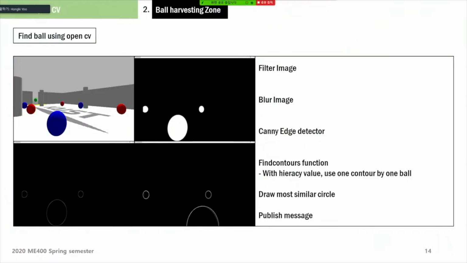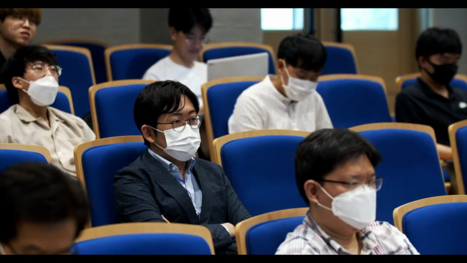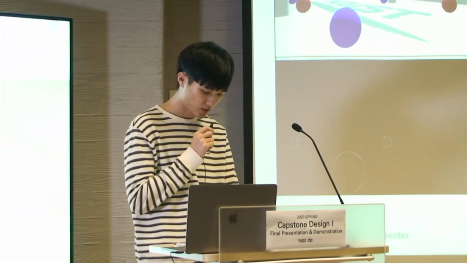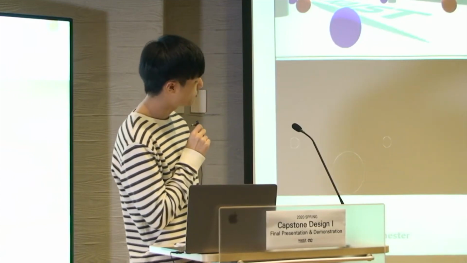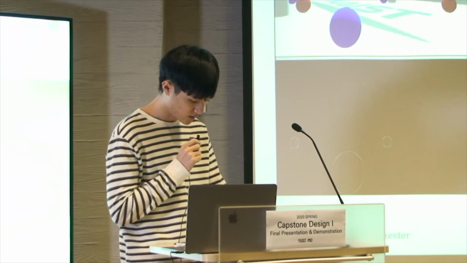In the ball harvesting zone, to detect balls, we use OpenCV functions with the front camera. Most of the algorithms came from the base code. We just added an operation for finding the green ball and changed the publishing message to our needs. But we faced a problem: the find contours function gives us 2 contours for 1 ball. So we added another piece of code that recognizes only 1 contour per ball, with a higher latch value.